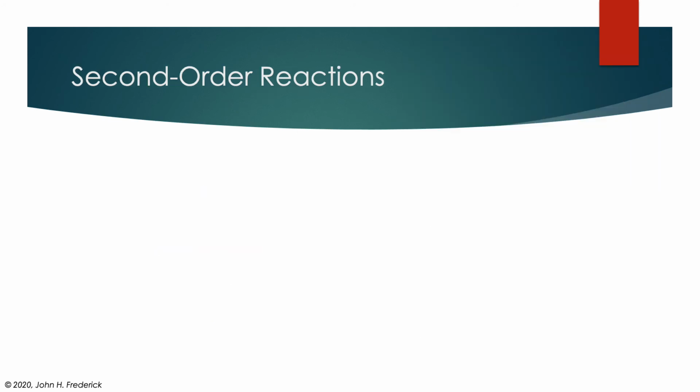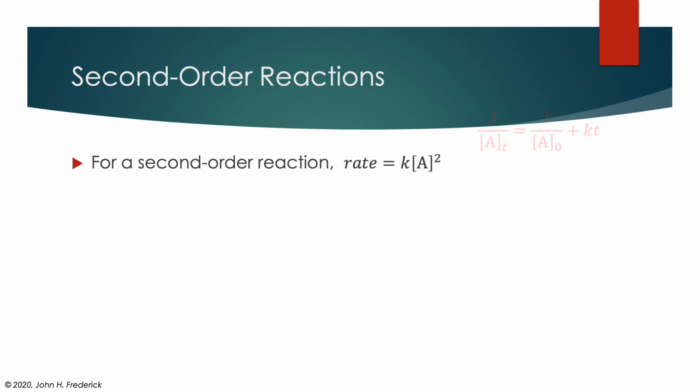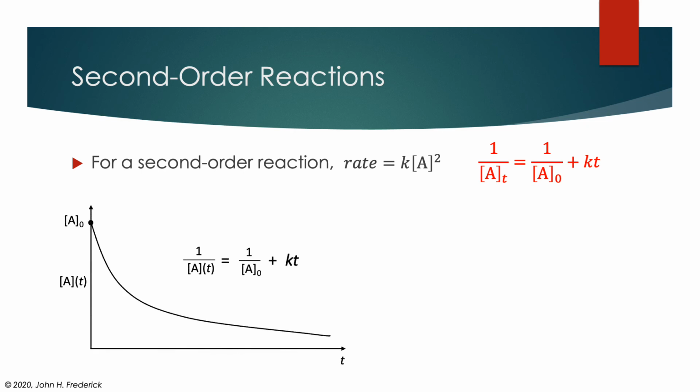So what happens for second-order reactions? Well, recall that for a second-order reaction, the rate is equal to k times the concentration A squared. Now, I won't go through the math for deriving this, but the integrated rate law would look like this, where we have 1 over the concentration at time t equal to 1 over the initial concentration plus kt. Now, what does that look like? Well, interestingly, it looks a lot like a first-order reaction. It's a decaying curve that ultimately decays to 0, starting at the value of A0 at time 0.